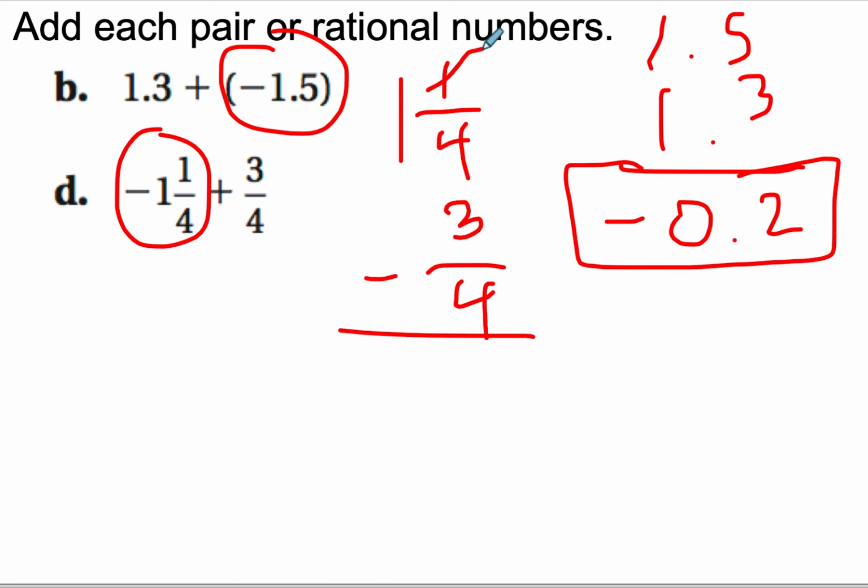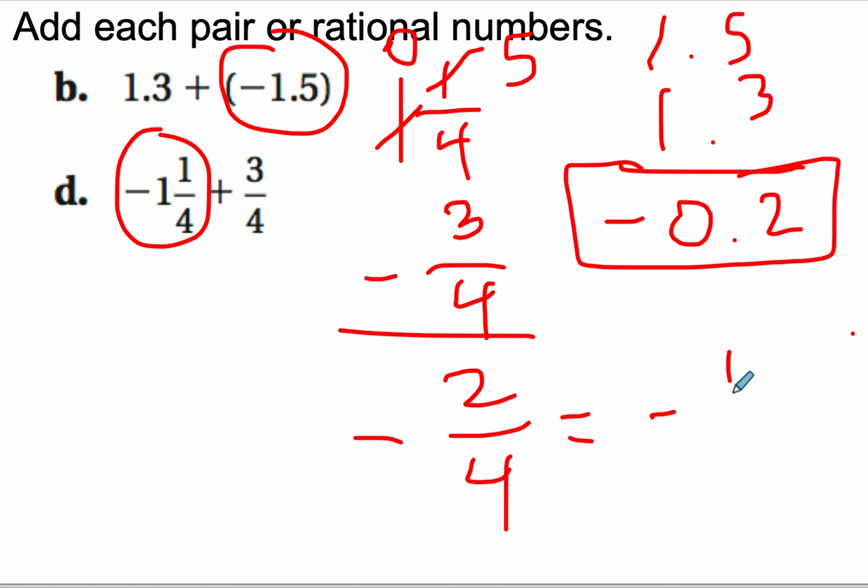We're going to need to borrow here. When you borrow 1, that 1 is 4/4. So you add on 4/4 and you end up with 5/4. Now you've got 5/4 minus 3/4. That's 2/4. And of course, since negative was the winner there, that's negative 2/4. But let's go ahead and simplify it down to negative 1/2.